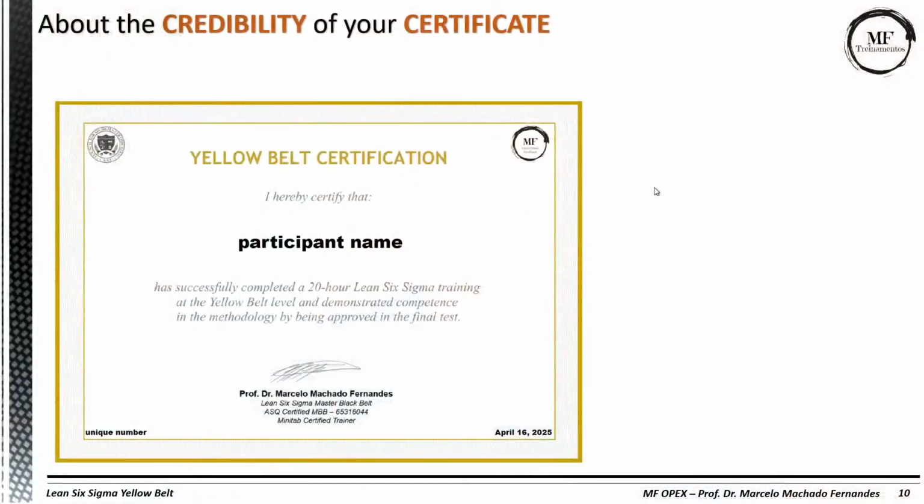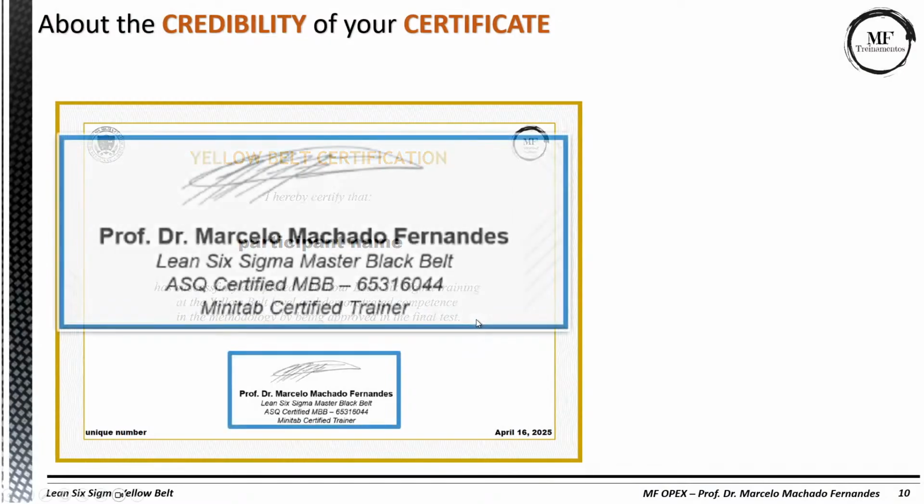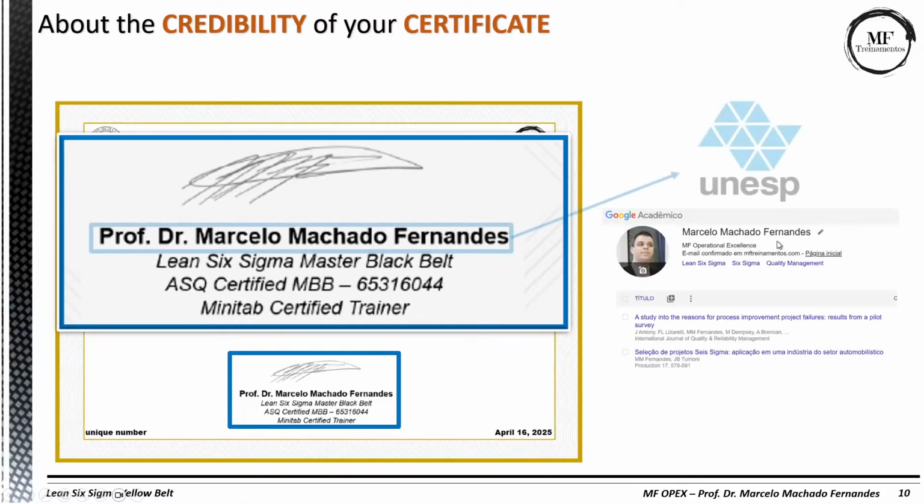Now, I need to give a few pieces of information about the certificate itself because of the credibility of these documents. So you can check. My life is an open book. My name is Marcelo Machado Fernandes. My company takes my family name, Machado Fernandes, yeah?